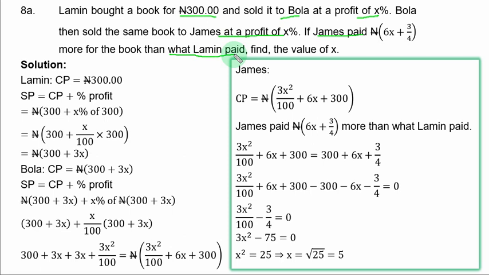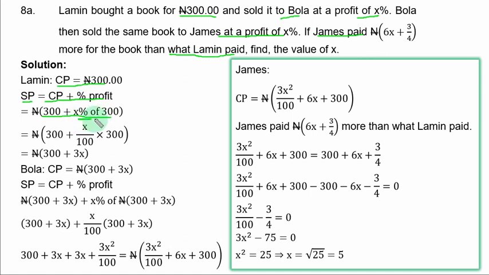The whole transaction begins with Lami. The amount he or she bought the book for, that is the cost price, is equal to 300 naira. So we get the selling price. Selling price is the cost price plus the profit made. Remember, the profit made is on the cost price. So the selling price is 300 plus S% of the cost price, 300.